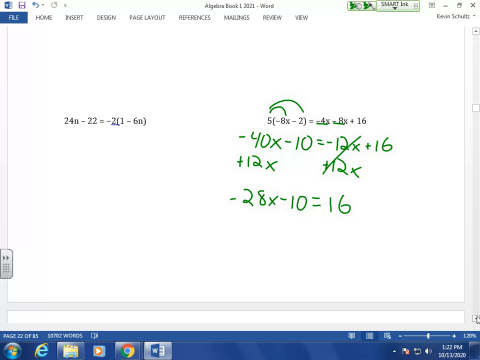Oh, Bowser, you rascal. You scoundrel. Why do I say that? This is not going to come out very cleanly. So we're going to add 10. We're at our two-step equation here, so trust the process. Add 10 to both sides. Negative 28x equals 26. 16 plus 10.